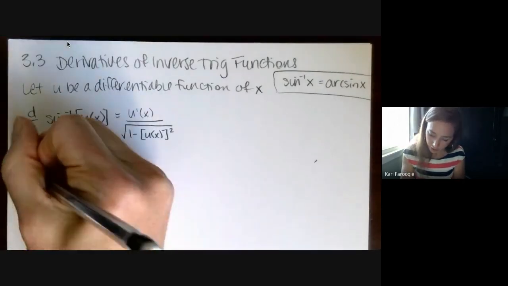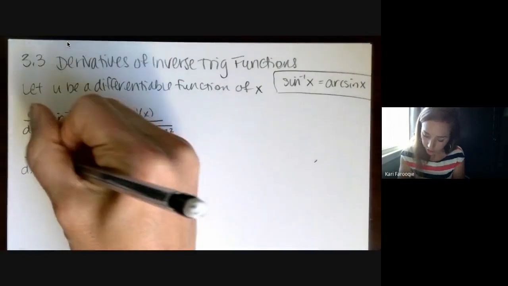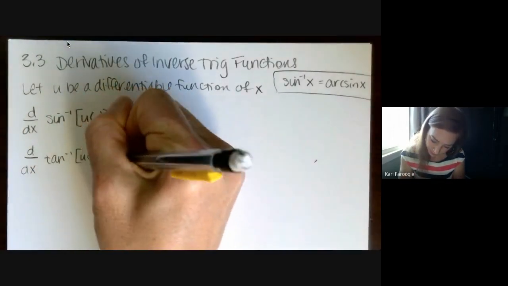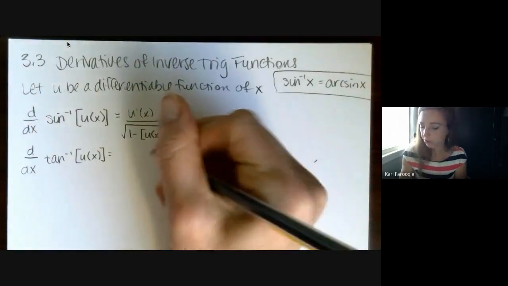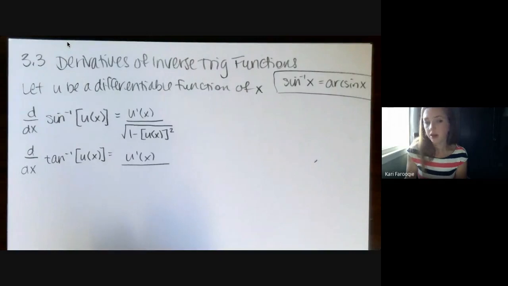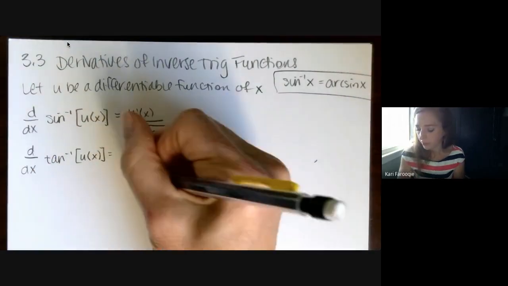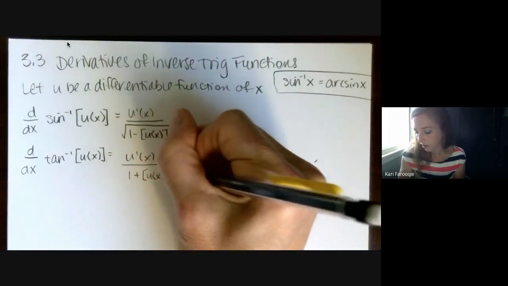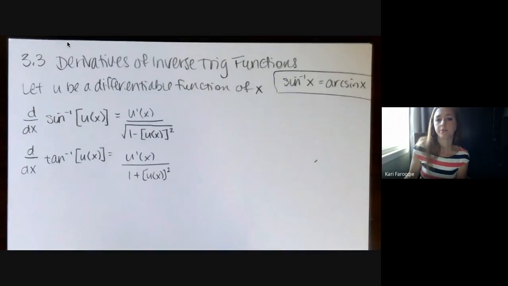The derivative for the inverse tangent of u of x is u prime of x. So again, we're just keeping that u prime in the numerator. Now for the inverse tangent, we don't have a radical in the denominator, and we're going to be adding. So we have 1 plus u of x quantity squared.